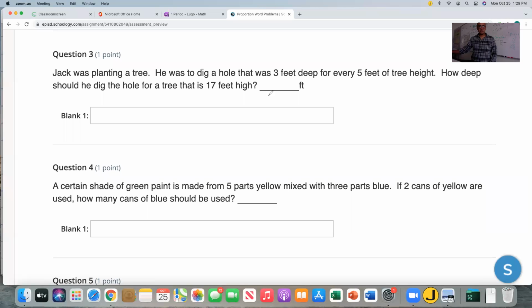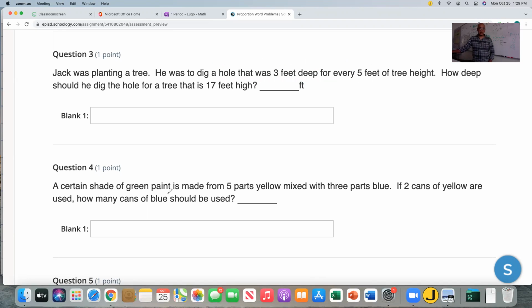Just on 3, a side note, the 2 variables are the hole, which is 3 feet deep, and the 5 feet high tree. So you can write either deep or hole, and tree. Some people would do hole over tree or deep over tree. But anyways, let's go to number 4.